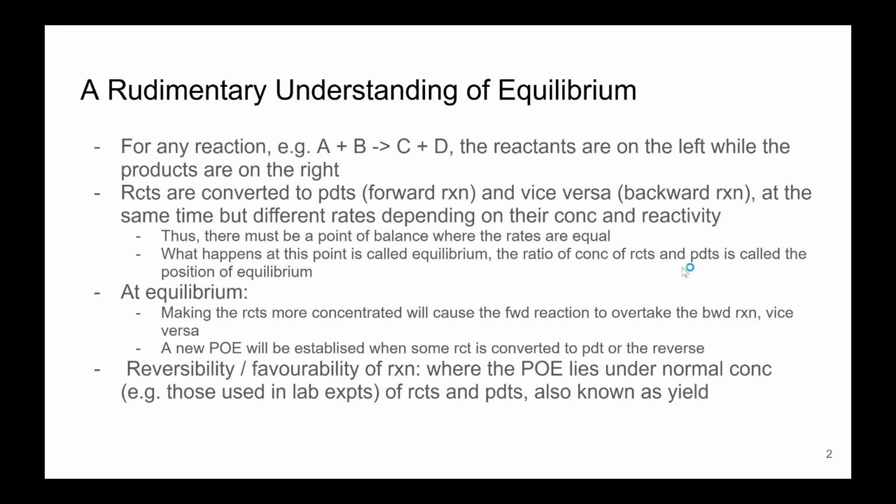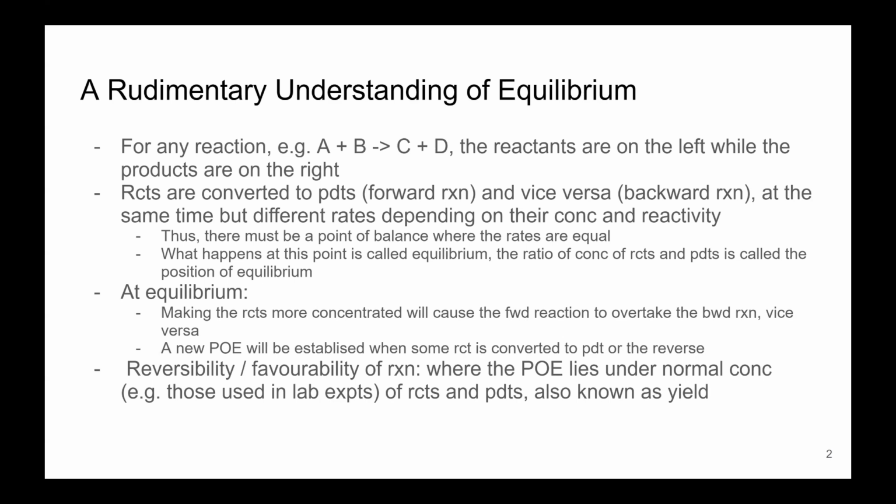So when we say reversibility or favorability of a reaction, that basically means where the position of equilibrium lies under normal conditions, such as those used in lab experiments, between reactants and products, which is also known as yield. So, for example, in the lab, when we add a dilute acid to a dilute base, because this reaction is extremely favorable, we would usually get a neutralization reaction. So you usually don't see water breaking down into H plus and OH minus. Instead, the H plus and OH minus would combine to form water. So that's what we mean by very favorable.